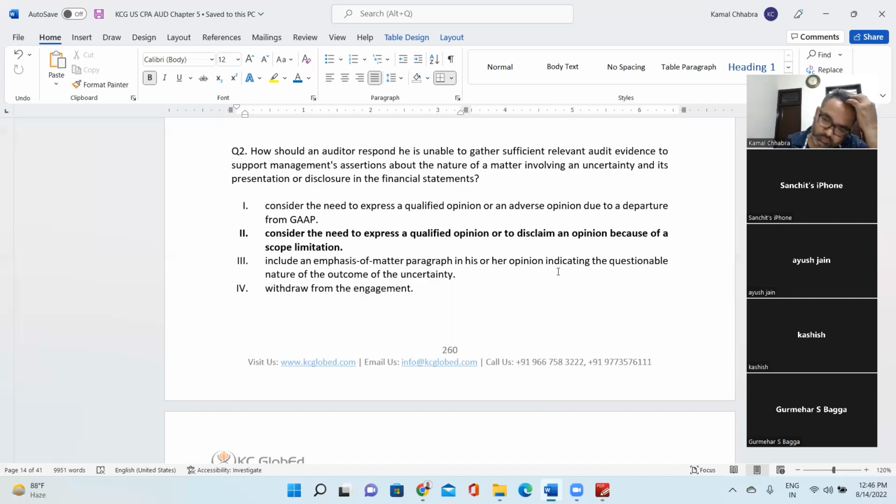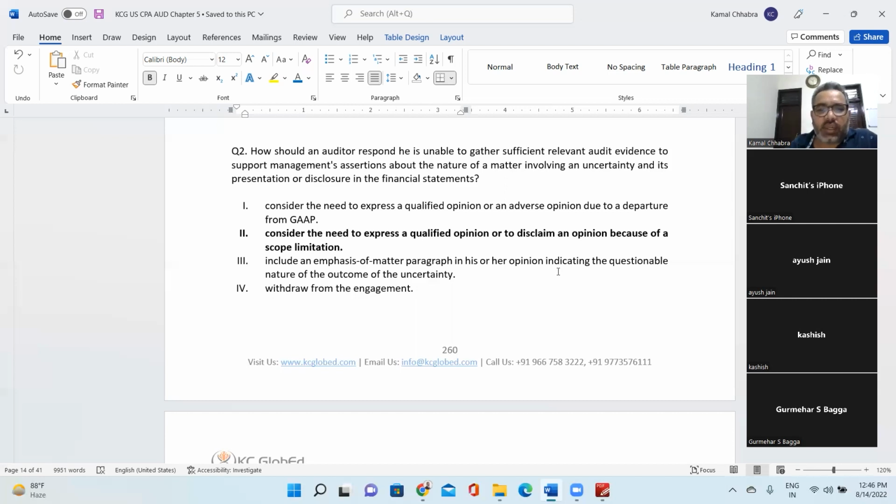So basically, when the auditor is unable to gather sufficient and relevant audit evidence for forming an opinion, that means scope limitation. That means a GAAS issue, right? Yes, a GAAS issue, to support the management assertion about the nature of a matter involving uncertainty. So there is some matter of uncertainty for that presentation and disclosure requirement. So let's understand the options.